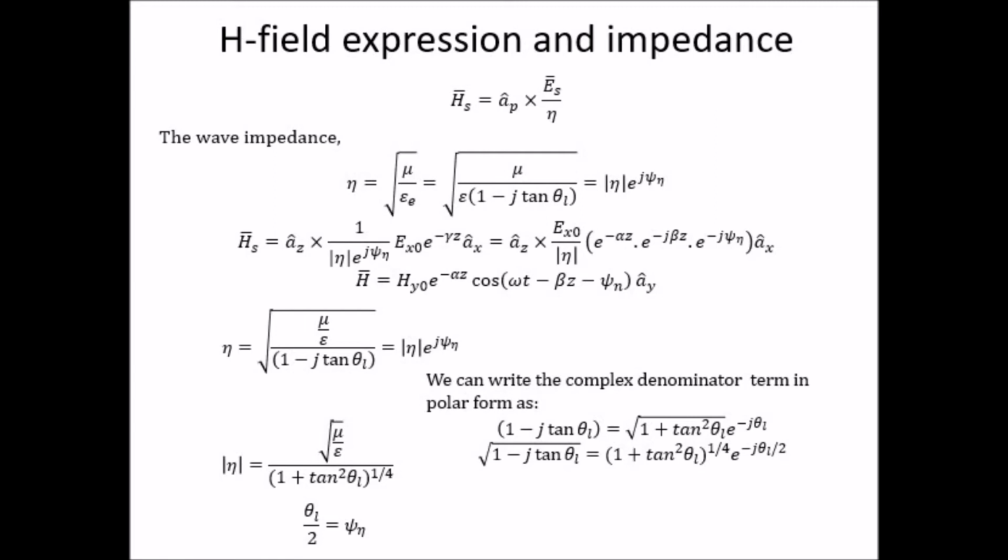So phi eta is theta L over 2. So we got the magnitude of eta and also the phase angle of eta. If you want to find the magnetic field, you have to find the wave impedance magnitude by using this formula and the phase angle by using this formula. The loss angle over 2 is the phase angle for the intrinsic impedance.